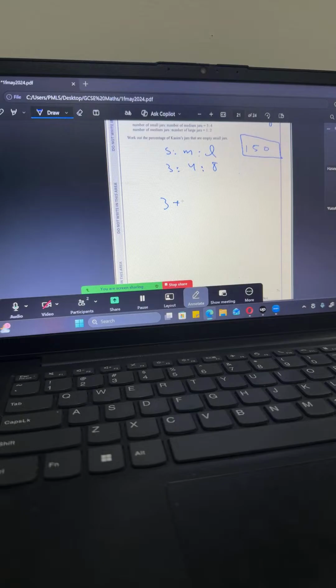Like this, 3 plus. Like this? Yeah, but instead of the addition sign, you have the ratio sign. Okay. Then what do you think? What should we do? What is going to be the next step after that?